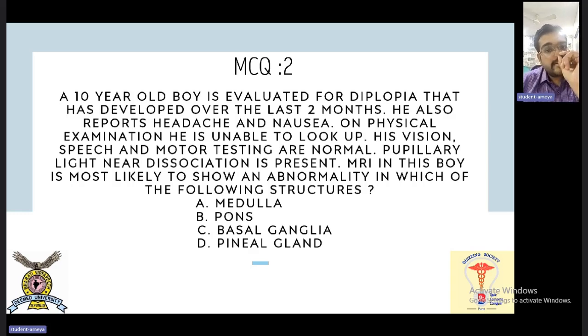So the keyword here is pupillary light-near dissociation is present. So pupillary light-near dissociation, if you remember, this is starting with the word P, pretectal nucleus starting with the word P, Parinaud syndrome starting with the word P. So this is a clinical vignette of Parinaud syndrome. Most common cause of Parinaud syndrome is a pinealoma, that is tumor of the pineal gland. That's why the answer is D, pineal gland.